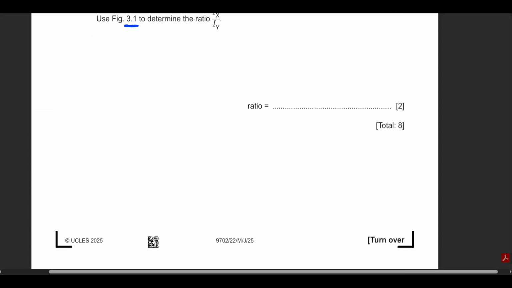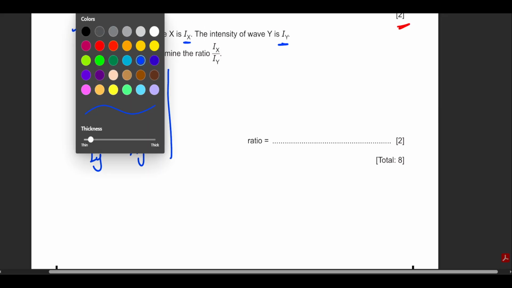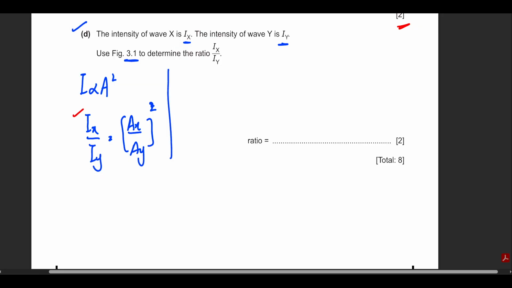And we understand that the intensity is proportional to the amplitude squared. So if he wants me to find out Ix divided by Iy, it should be amplitude X squared divided by amplitude Y squared. Now, since they're both being squared, what we can do is also write it like this: Ax divided by Ay whole squared would not matter. Write down the formula first and then put in the values.